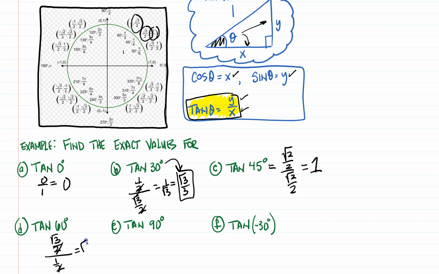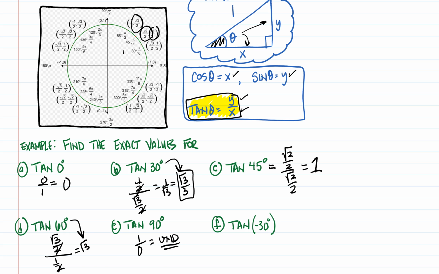Okay, so I'm getting radical 3. So the tangent of 60 degrees is equal to radical 3. What about 90 degrees, though? 90 degrees is a special one because remember, again, we want the y to the x. So if I take 1 divided by 0, this is going to be undefined. Okay, this is going to play an important role in the graph later on in the lesson.